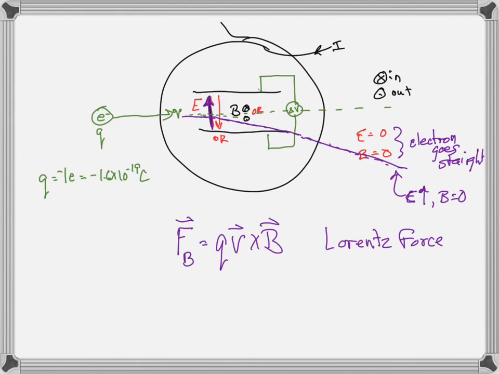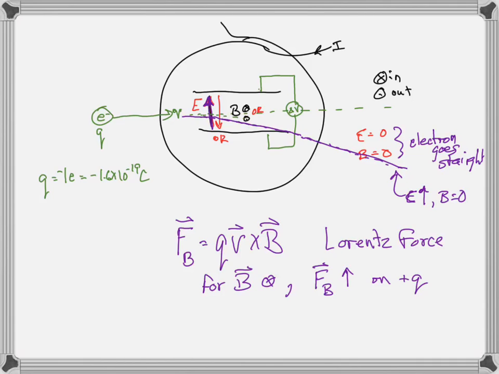And that magnetic force is V cross B. So if the electron is traveling to the right, and B is into the page, you take your fingers, point them in the direction of V, and rotate them towards B, into the page, your thumb points up. That means the force will be up on a positively charged particle. That means the electron will be deflected down.